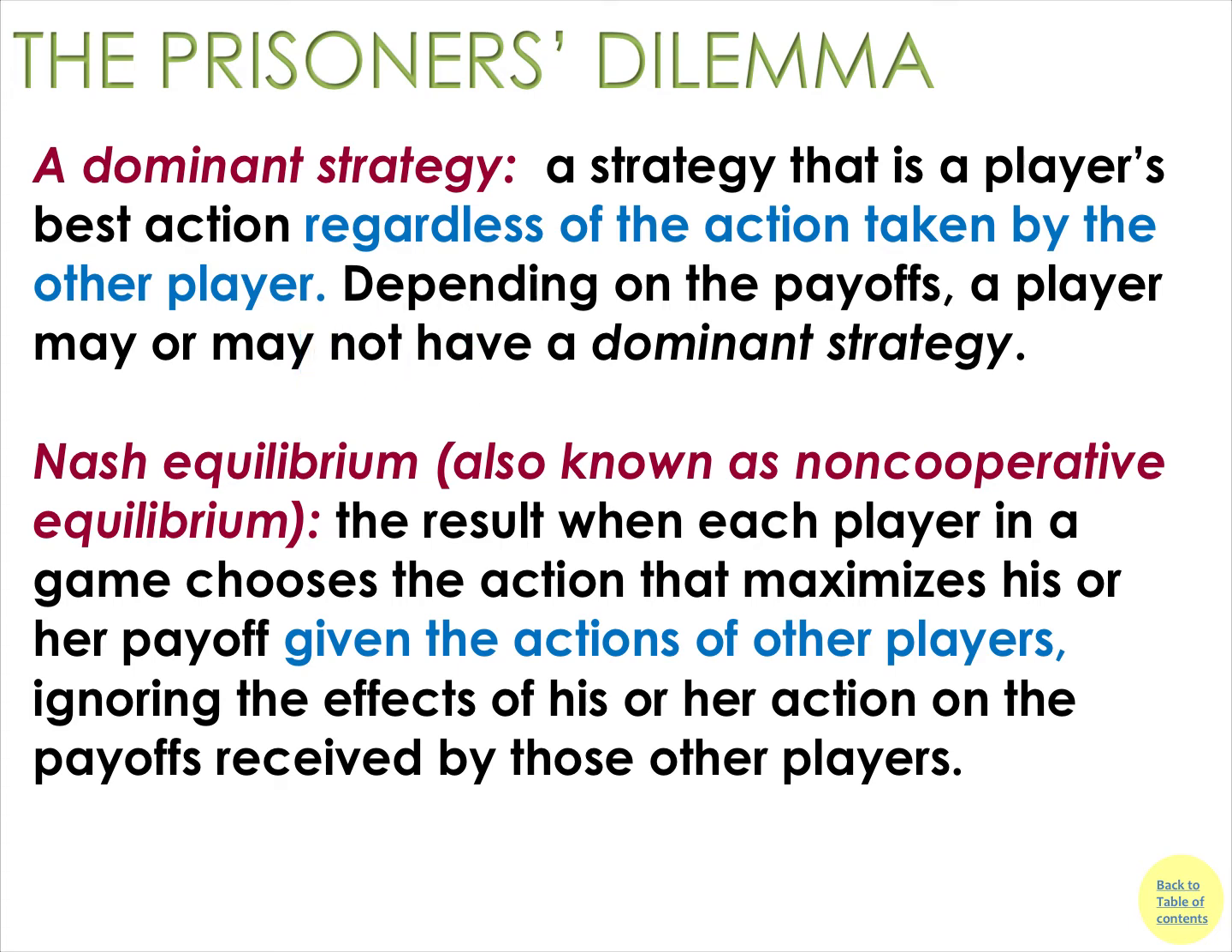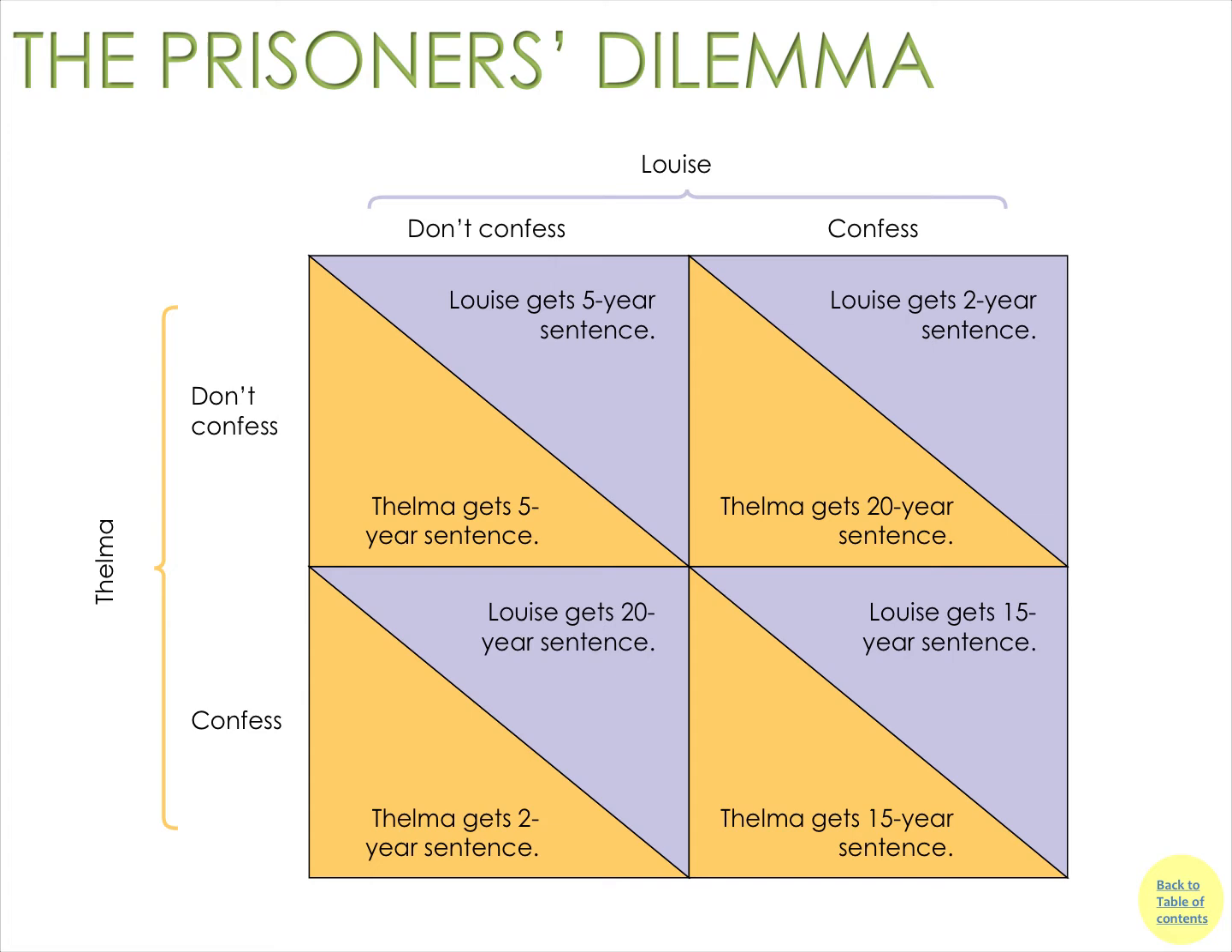So what's the dominant strategy? The dominant strategy here is to confess. And why is the dominant strategy for both Thelma and Louise to confess? Let's run through the options. If Louise confesses, she doesn't know what Thelma's going to do, but basically we're looking at the confess column. If she confesses, she gets either a 2-year sentence or a 15-year sentence.